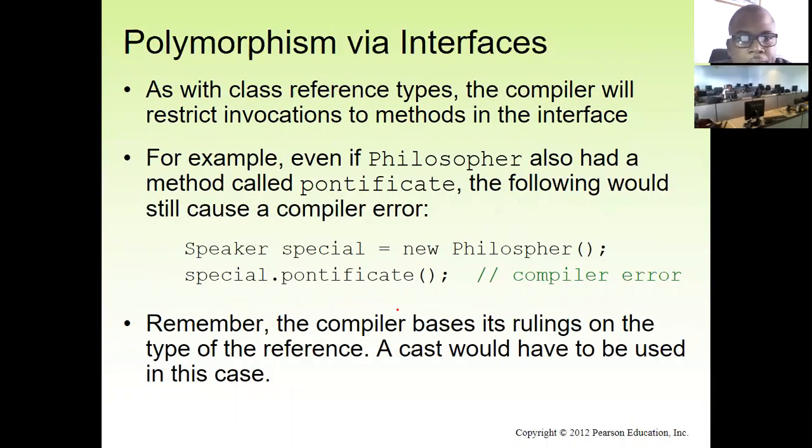Okay? So as with class reference types, the compiler will restrict invocations to methods in the interface. So you can't invoke something that is not defined. So for example, if Philosopher also had a method called pontificate, the following would still cause a compiler error. All right? Why? The compiler bases its ruling on the type of the reference. A class would have to be used in this case, because special is of type Speaker. Speaker does not have a pontificate method. So we have to tell the compiler which type of speaker it should look for the method pontificate in. Okay? So unless we had written pontificate inside of the Speaker interface, remember we only had speak, we didn't have pontificate, right? So unless we had pontificate declared in the Speaker interface, we're going to get a compiler error here. We have to do a cast.